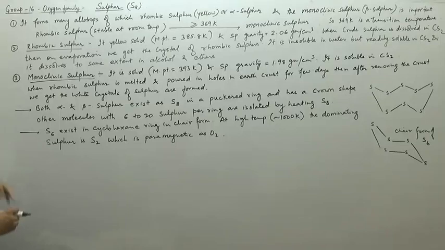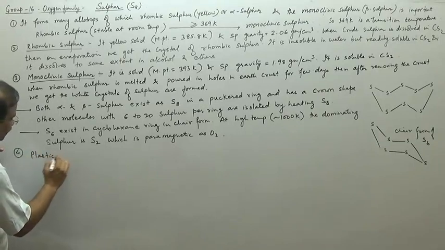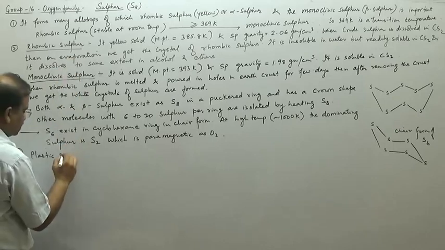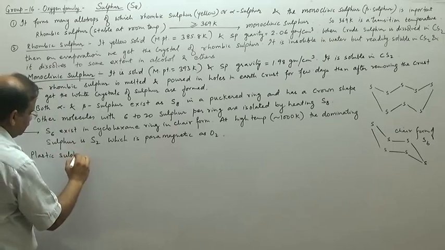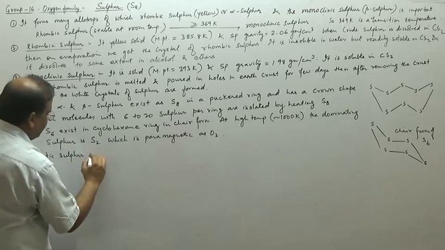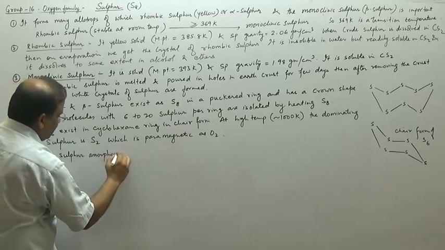The other one is the plastic sulfur. So I can write the plastic sulfur. These two are the crystalline sulfur, and this is amorphous sulfur. That is amorphous in nature. We will write that amorphous sulfur, the plastic sulfur.